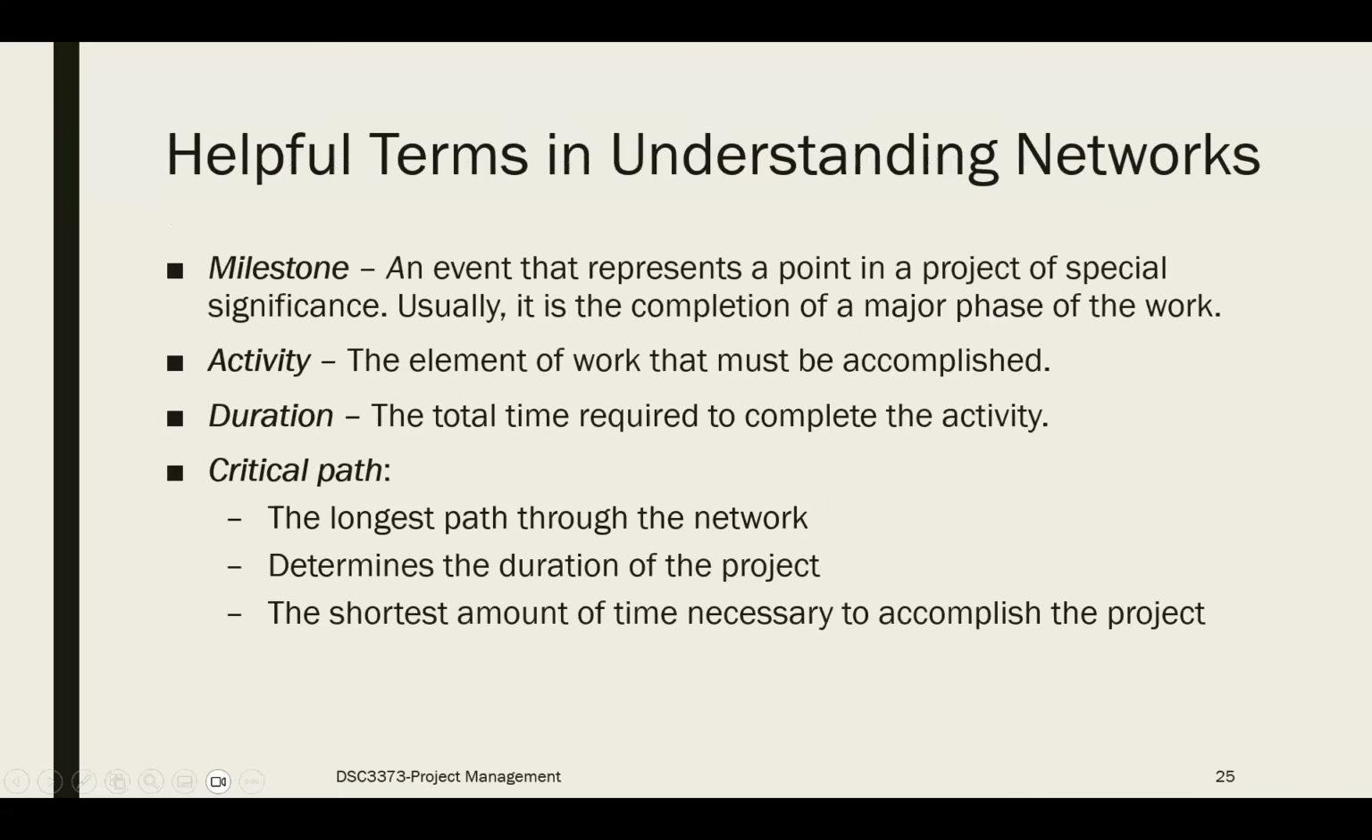So when you're understanding networks, there are a few terms that we usually use: the milestones, which are the events that will represent a point in the project or of special significance. Then you have the activity, that is the element of work that has to be accomplished. Then you have the duration, which is the total time required to complete the activity. Then the critical path. So the critical path, as you know, is the longest path through the network and determines the duration of the project. And this will be the shortest amount of time necessary to accomplish the project.